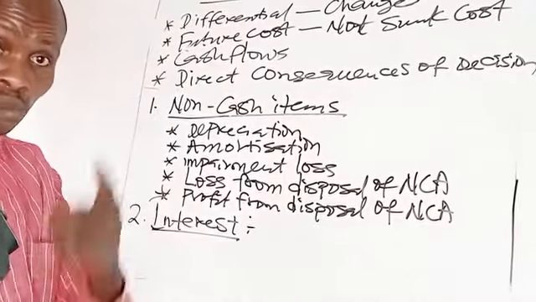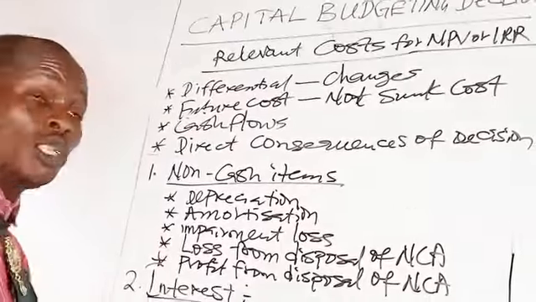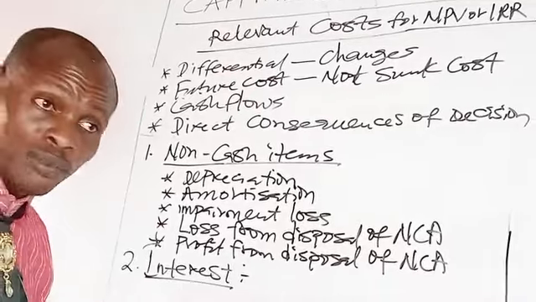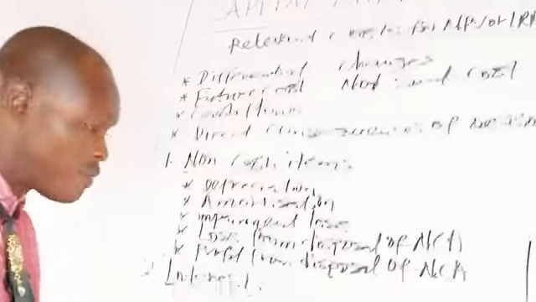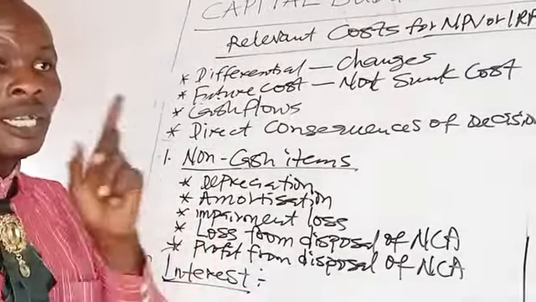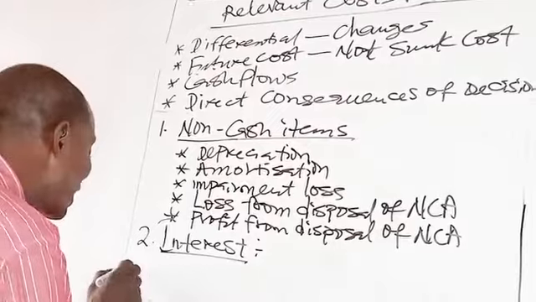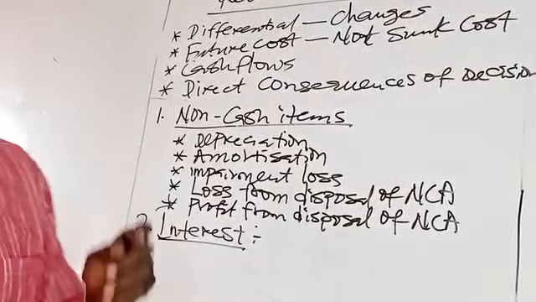I've told you, if you are bringing interest into the calculation of your cash flows, it will amount to double counting. Therefore, interest should be ignored. Number three, we have general overheads.